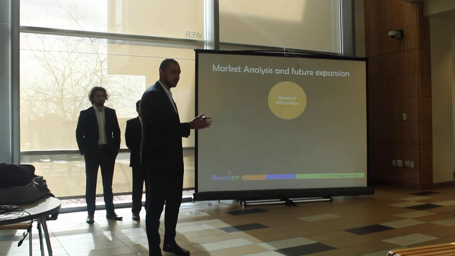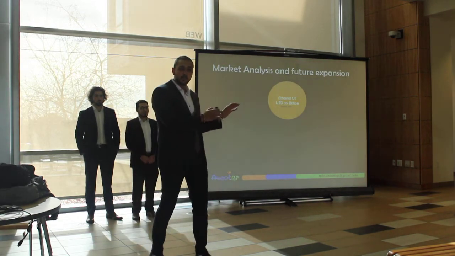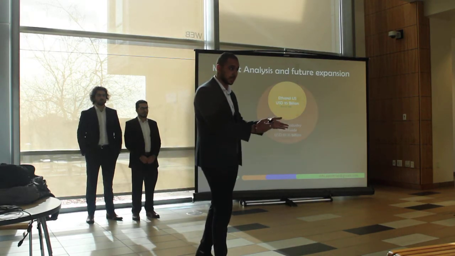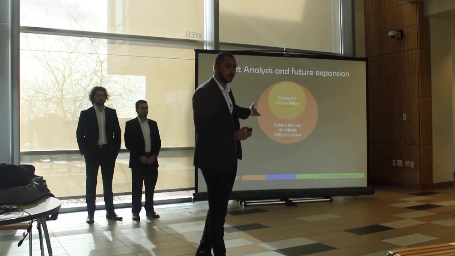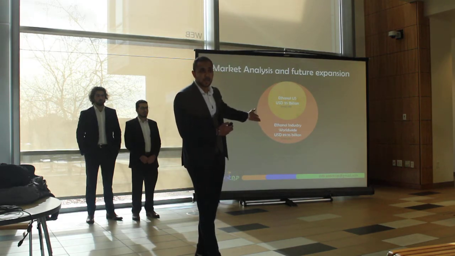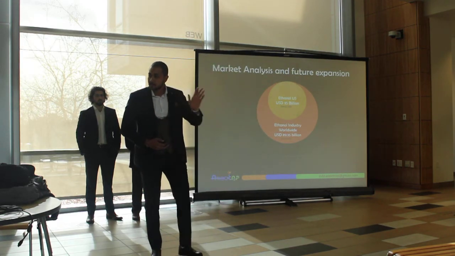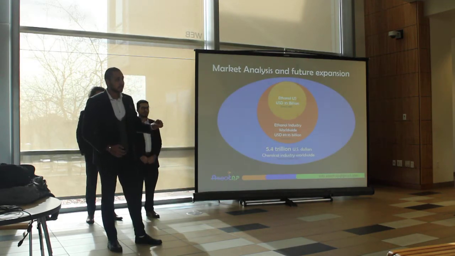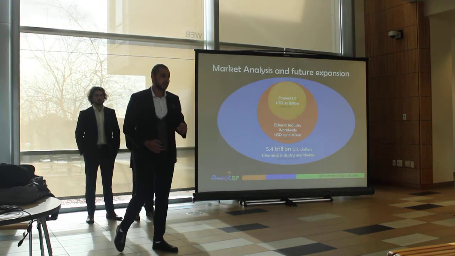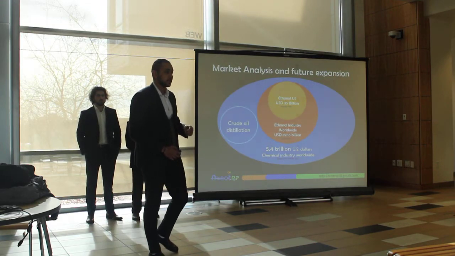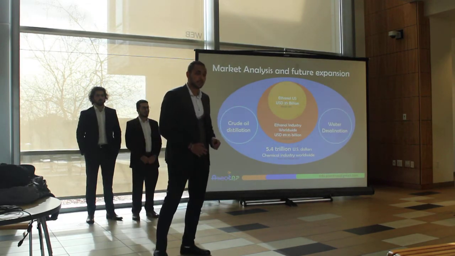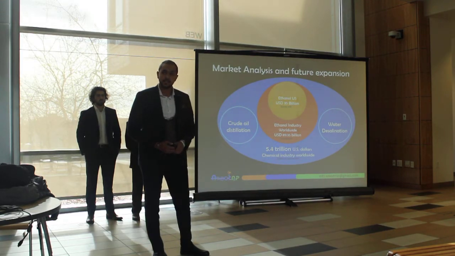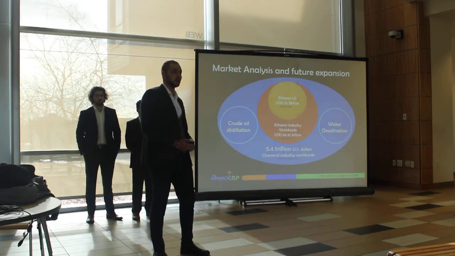So we intend to monopolize this market and use it in order to penetrate an even larger market segment. By that, I mean the ethanol production market segment worldwide. But we are not only going to expand vertically, we are also planning to expand horizontally. By that, I mean penetrating other markets in the chemical industry, such as crude oil distillation and water desalination. As we speak today, the chemical industry market is assessed to be $5.4 trillion US.